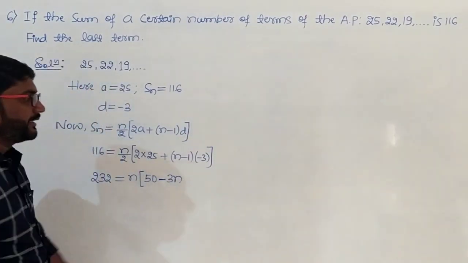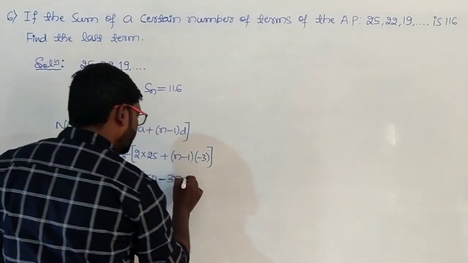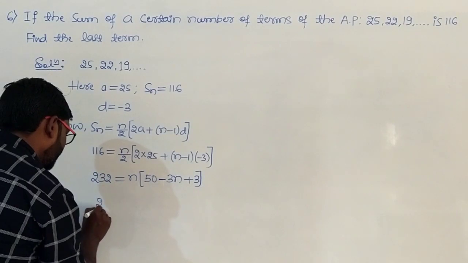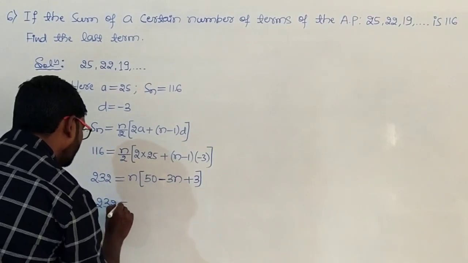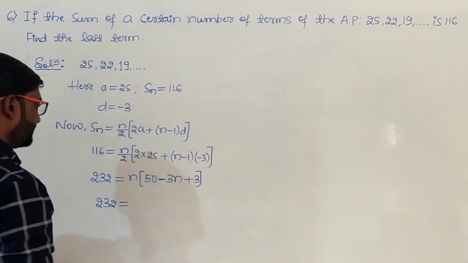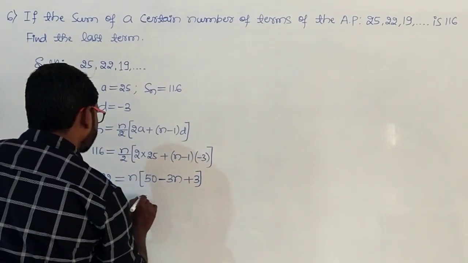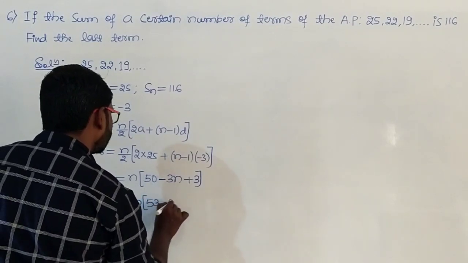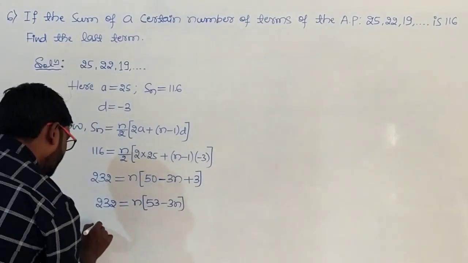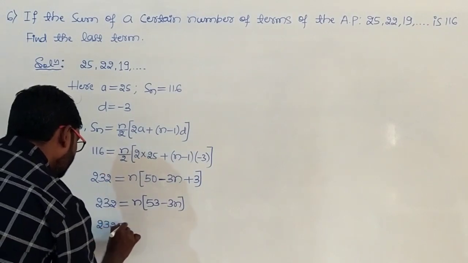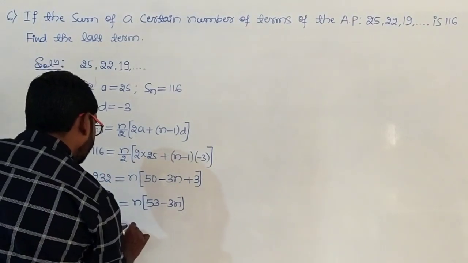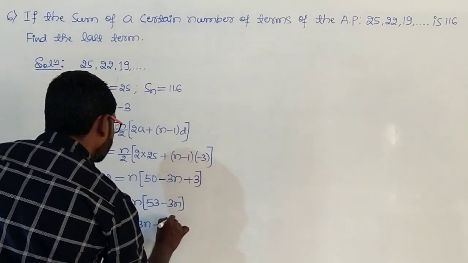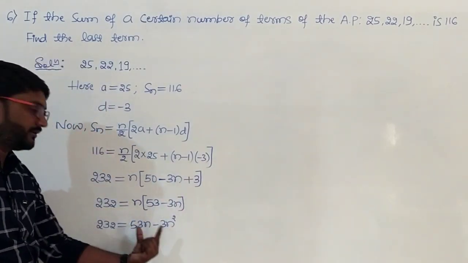Minus 3n, and then minus into minus will be plus 3. Then 232, which is equals to n, write it as it is. Then here we get 50 plus 3 will be 53 minus 3n. Multiply n with these two terms now. 232, which is equals to, so overall you get 53n minus 3n square. Now take these two terms to the left hand side.